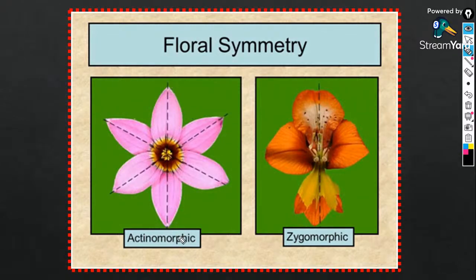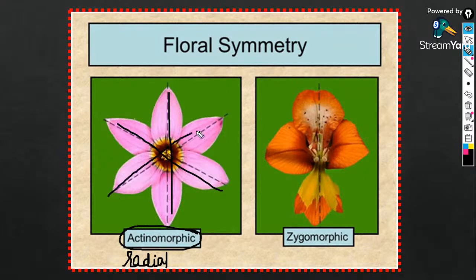This is a radially symmetrical flower, because it can be divided into two or more equal halves through any plane, whereas this is a zygomorphic or bilateral flower, because it can be divided in only one plane.